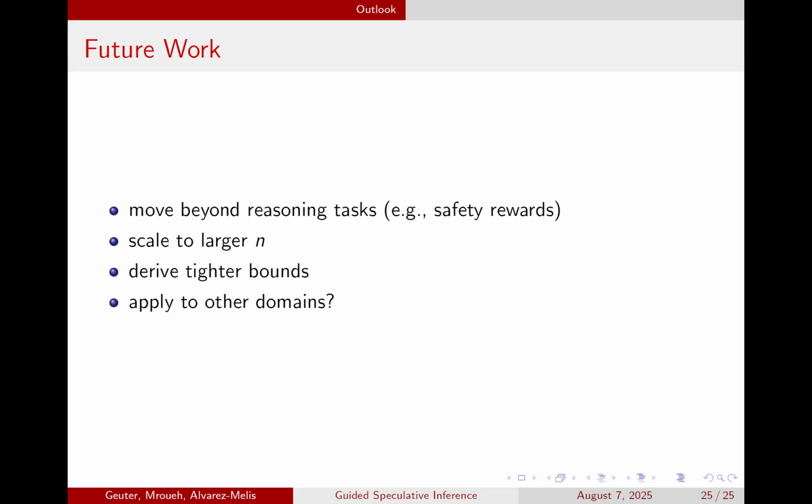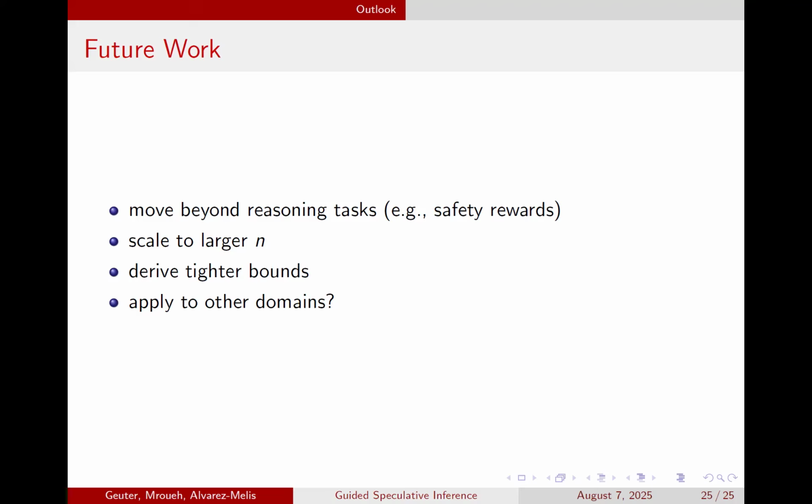What's most interesting maybe is to move beyond reasoning tasks. What we're looking at now, the reward models, just tell you if the response for a math problem is correct or not. But you can also have different rewards, like safety rewards, where the reward tells you how safe the response generated by the model is. And I think there are probably settings where this algorithm would excel even more than in reasoning data sets.